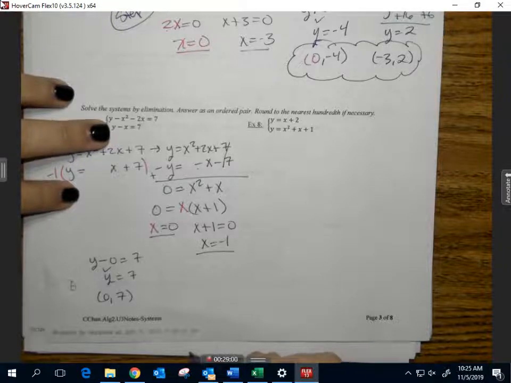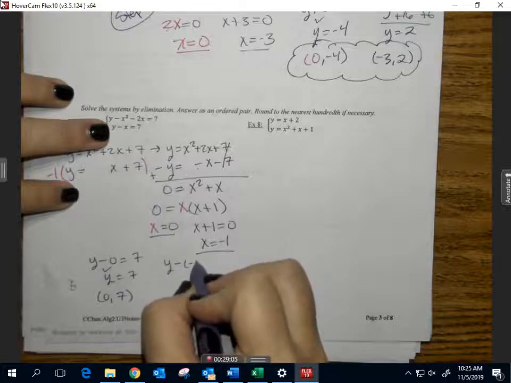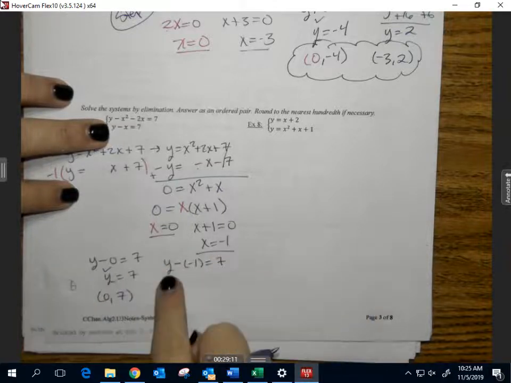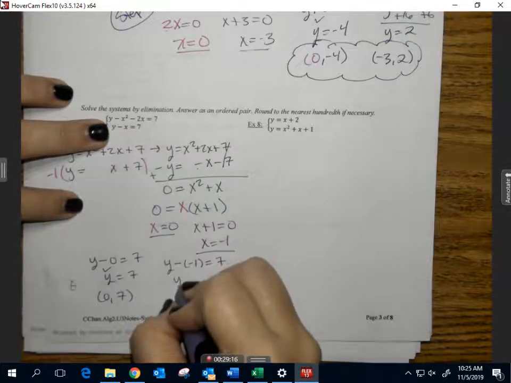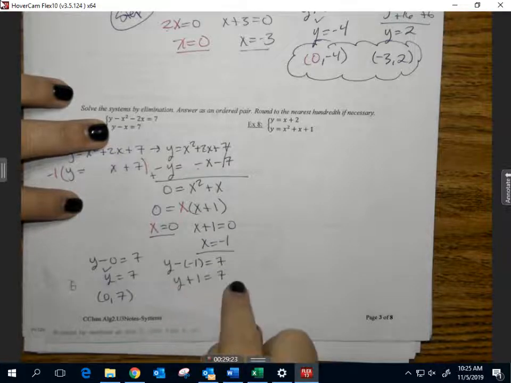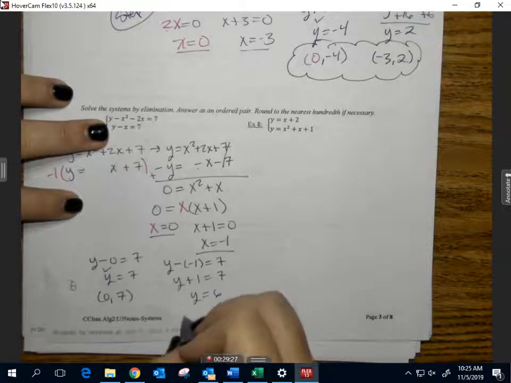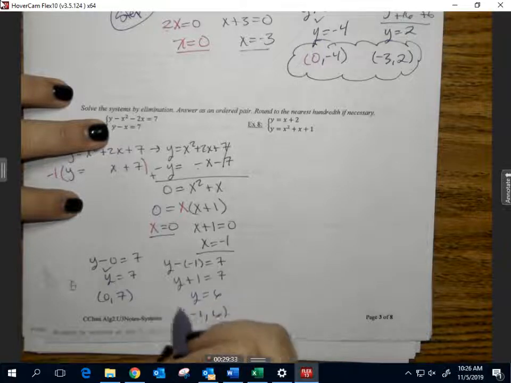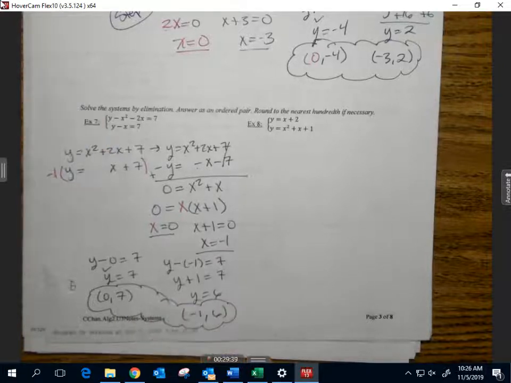So there's one solution. The second one, it's going to be y minus a -1 equals 7. Before I solve this, what's minus a negative? You're adding. So y plus 1 equals 7. What plus 1 equals 7? 6. So my other point is -1, 6. So there's my two solutions.